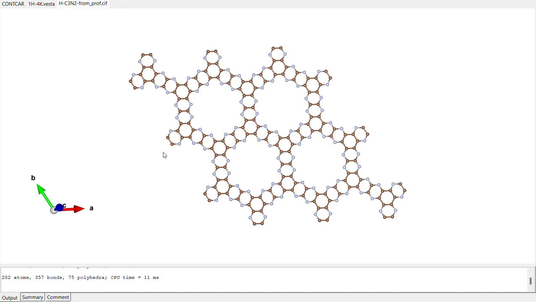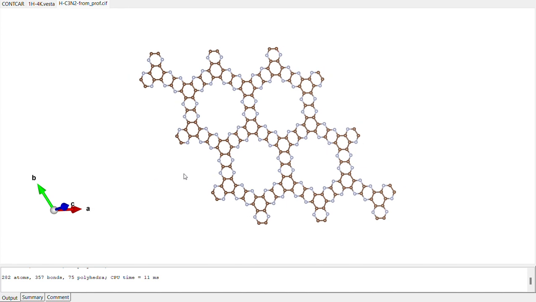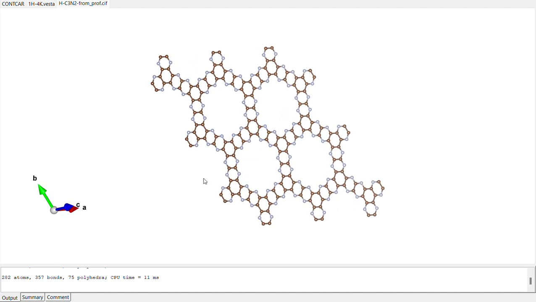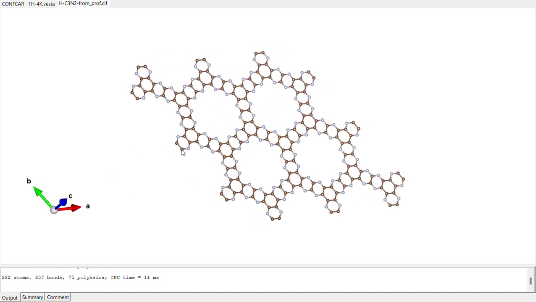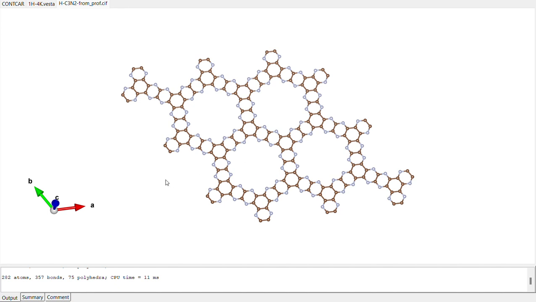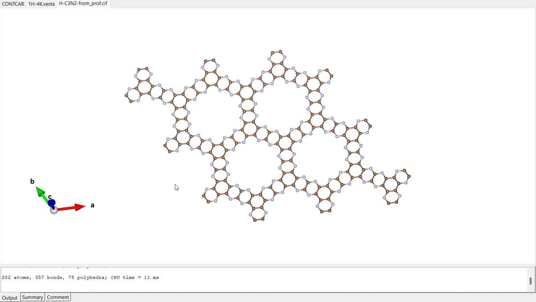Now, in order to do that, there are a lot of calculations and simulations that we'll have to do. This is just the input file that I'm preparing, and as per my output, hydrogen is not binding with the carbon nitride or this sheet. I'll just show you the view.